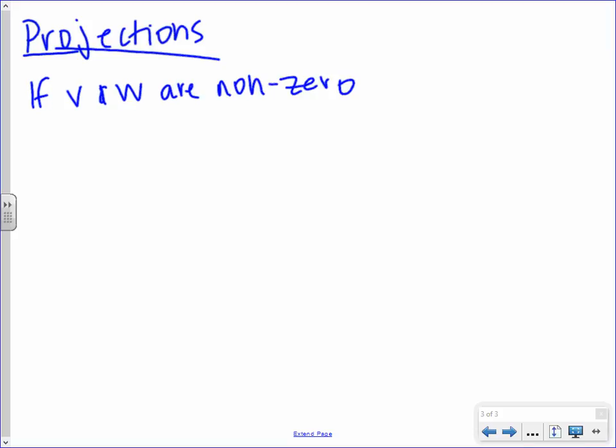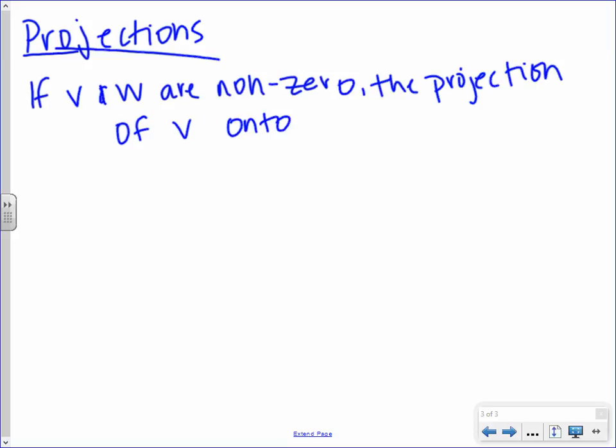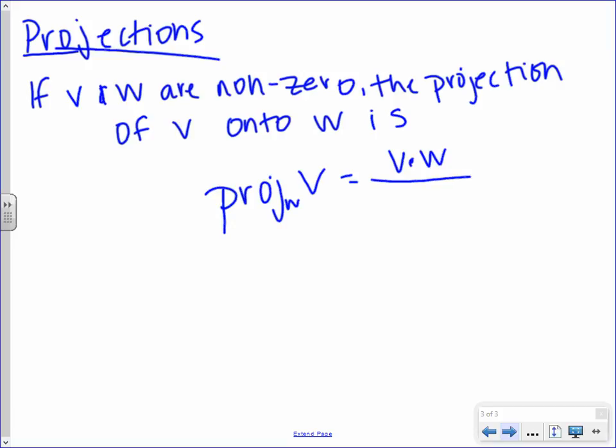So first of all, V and W have to be non-zero vectors. Sounds kind of like a common sense thing, but we have to define it. The projection of V onto W is this. Write it down and then we're going to draw a picture.